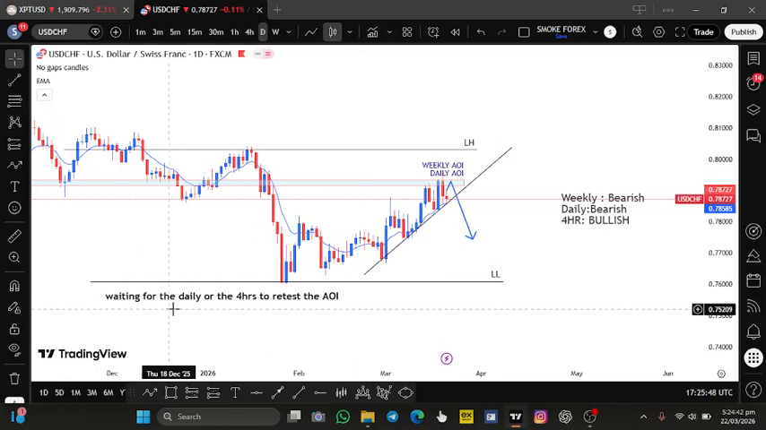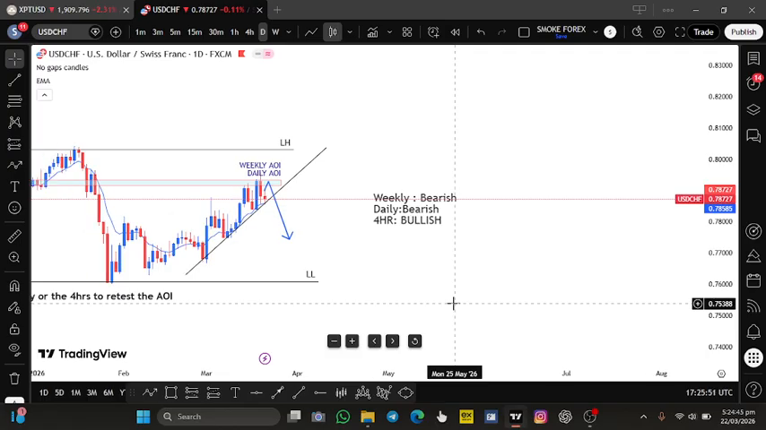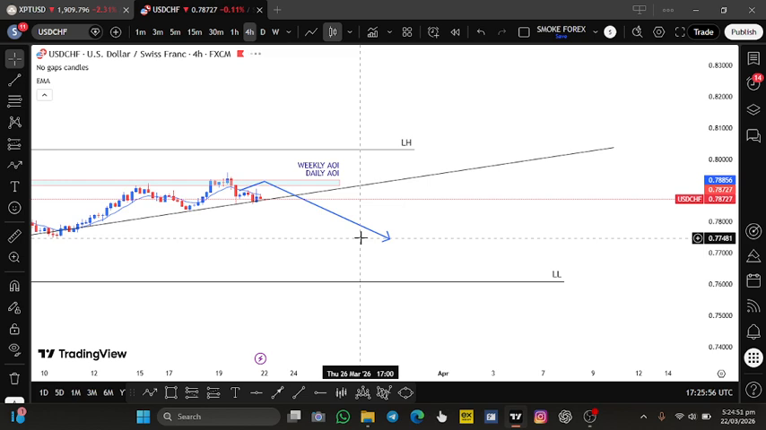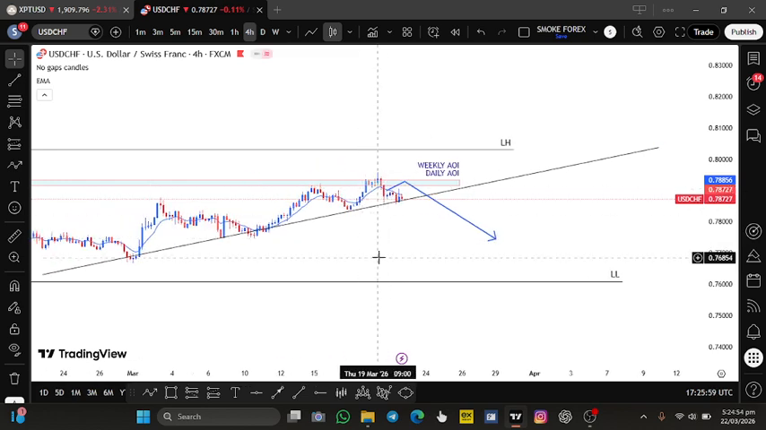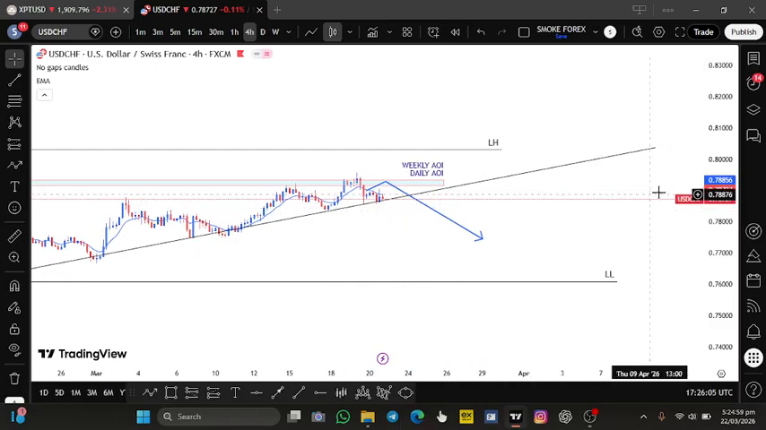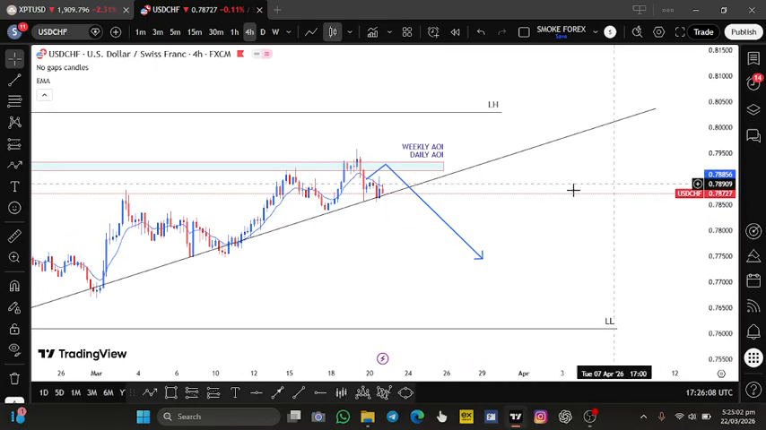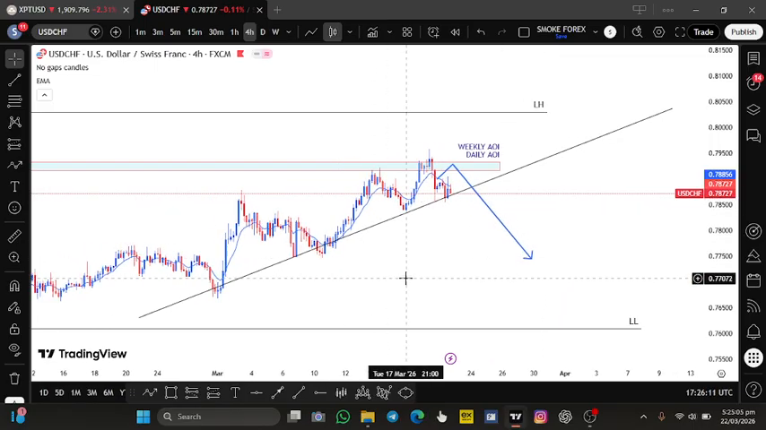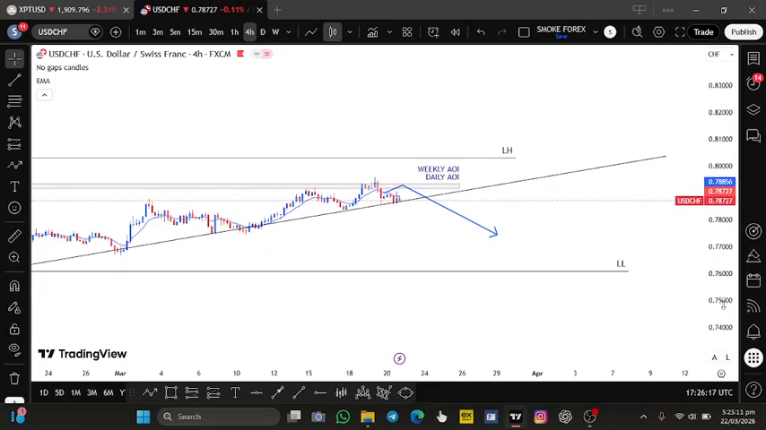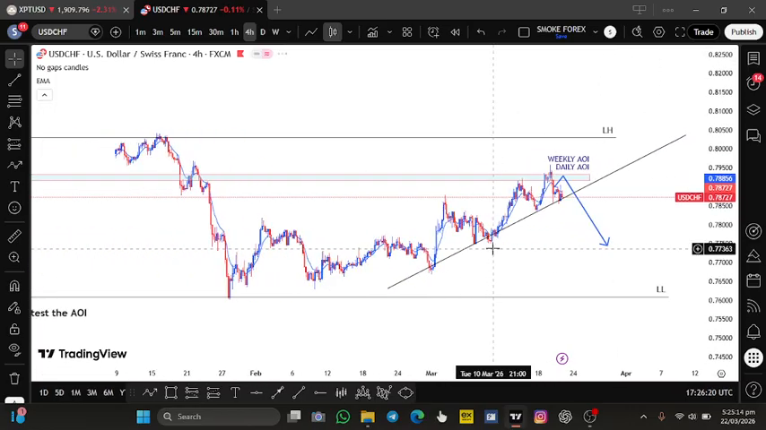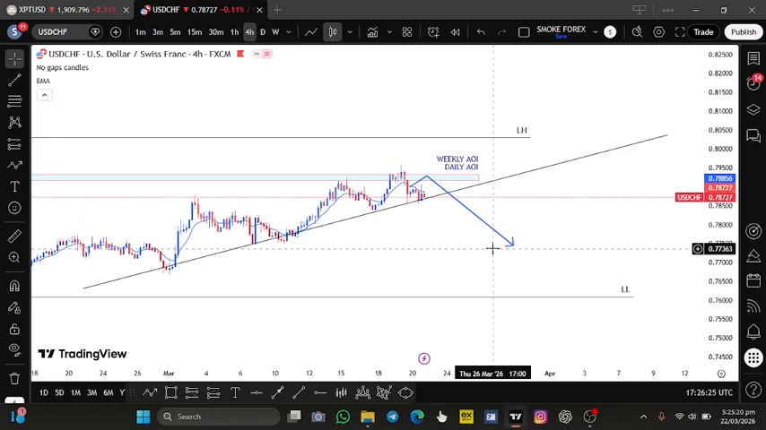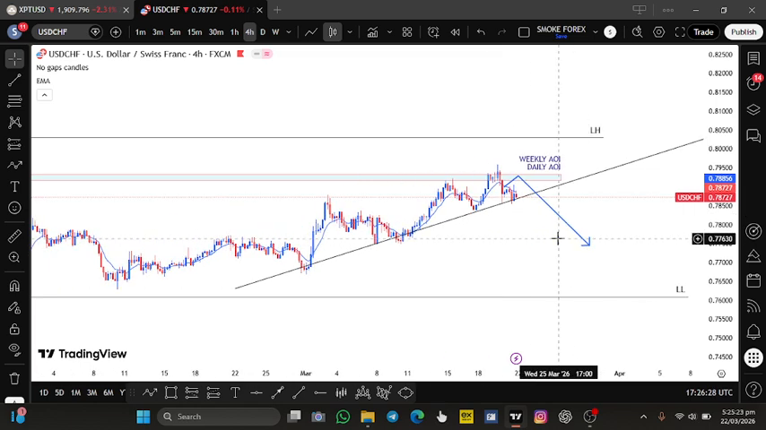I want to wait for the daily or the 4 hour to do the retest at this area. Price did a clear touch and a clear break, but it didn't give me the retest I needed. I needed the 4 hour or the daily to do the retest, but I'm going to take this trade based on some entry signals on the lower time frame, like engulfing candles or chart patterns. So that's for USD CHF.